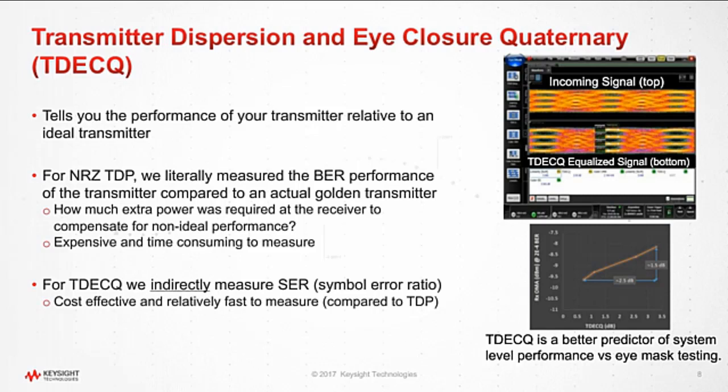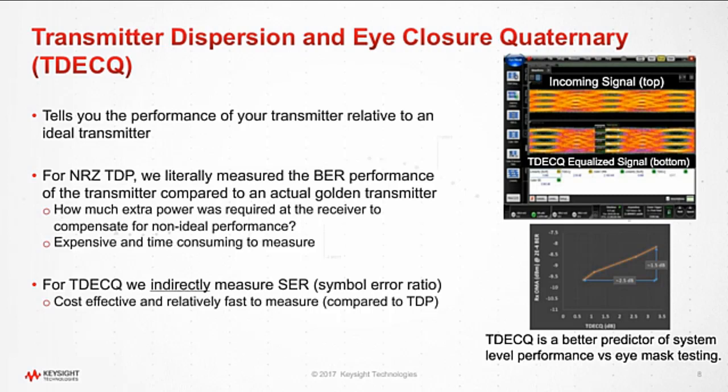transmitter. And if we were to go back and look at the NRZ TDP measurement, this is literally a BER-based measurement where we compared the performance of your transmitter with that of an ideal or golden transmitter. That's a BERT. And what we did was we looked at how much extra power, how much additional power was required at the receiver in order to compensate your device for its non-ideal performance. And the difference, essentially that additional attenuation or power, was the TDP value.